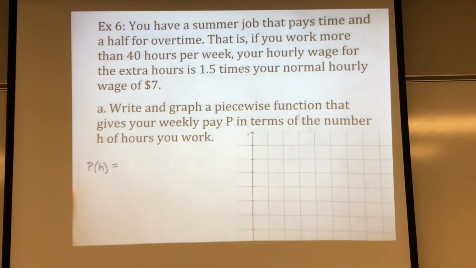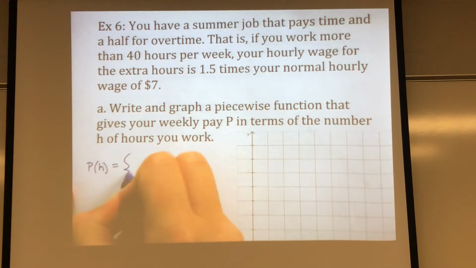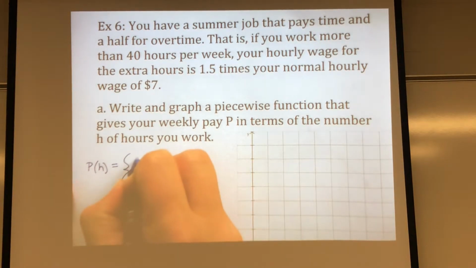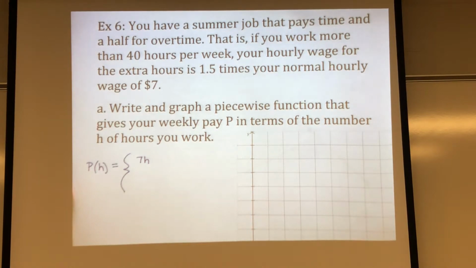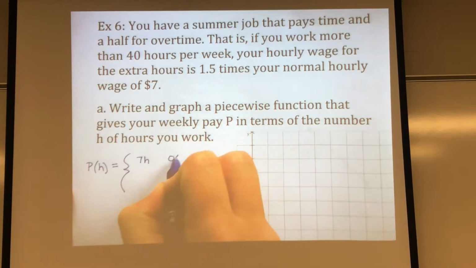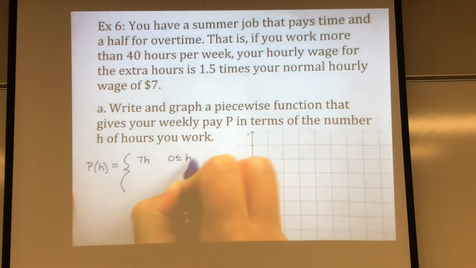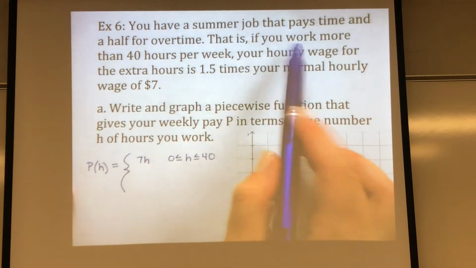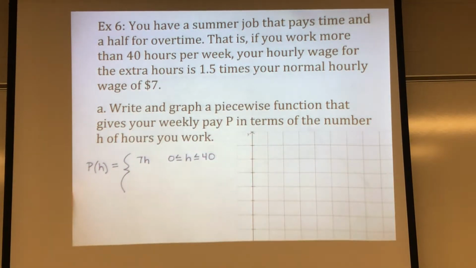And there's 2 different situations that we have. We have our normal wage of $7 an hour. So that equation is pretty self-explanatory. 7 times the hours that we work. And we'll get that if we work anywhere between 0 hours and 40 hours. Okay, so if you work more than 40 is when we start getting the overtime. But just regular pay is from 0 to 40.